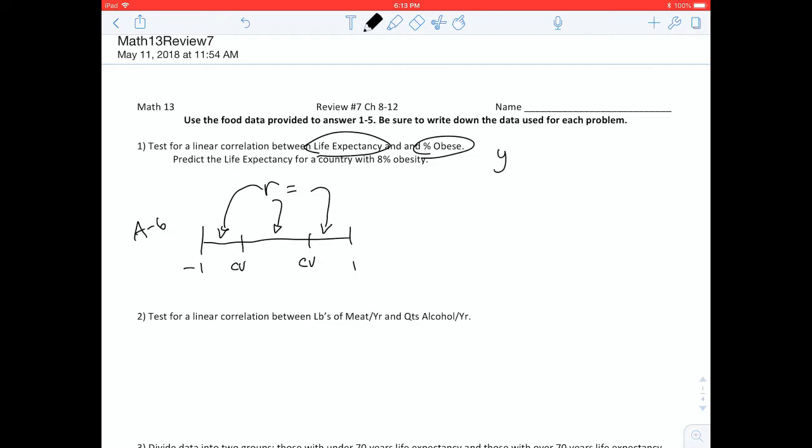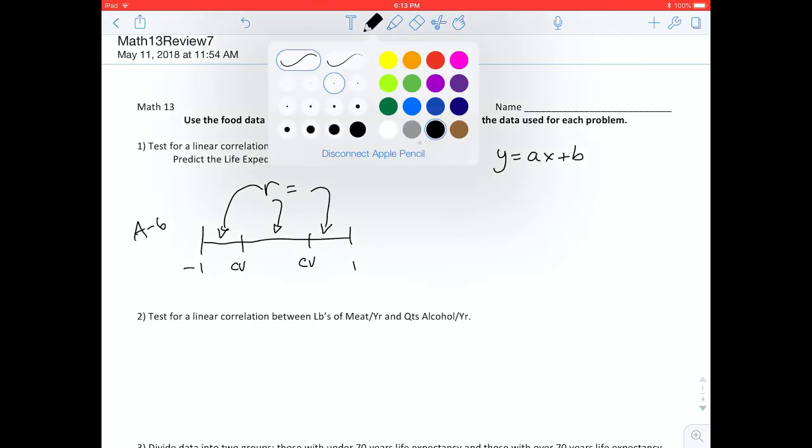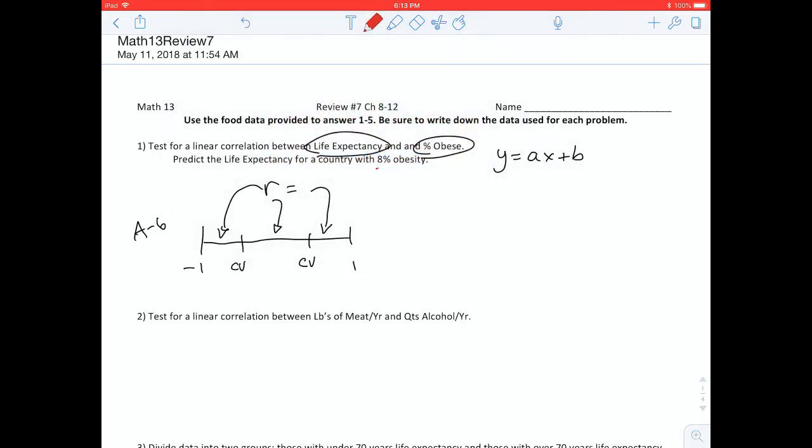And also, when you find out that R from the calculator, you can find out what y equals ax plus b is. And then for this part right here, when it says predict, that means use the equation y equals ax plus b and plug in an 8. So that says an 8% for obesity.